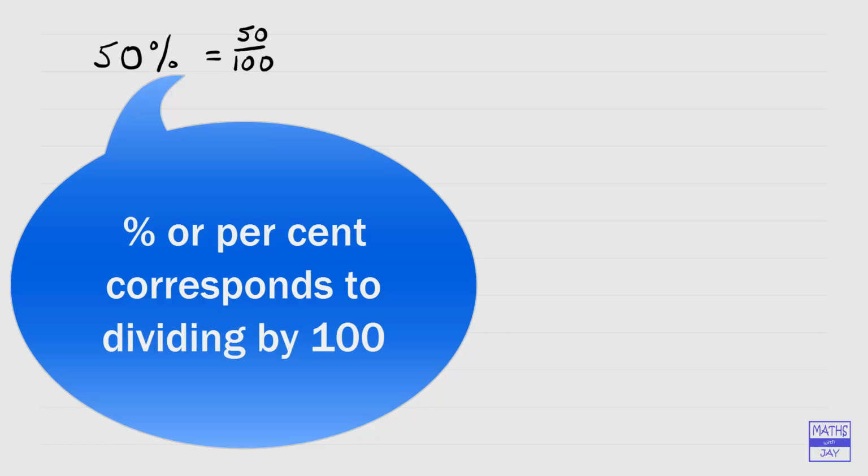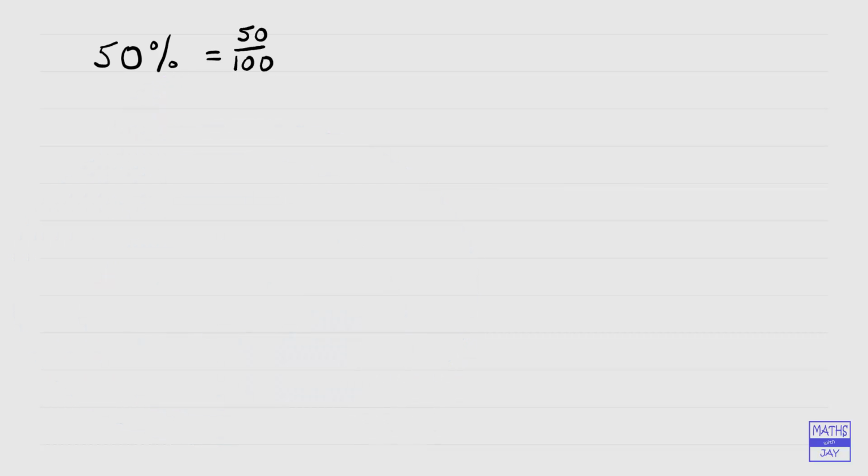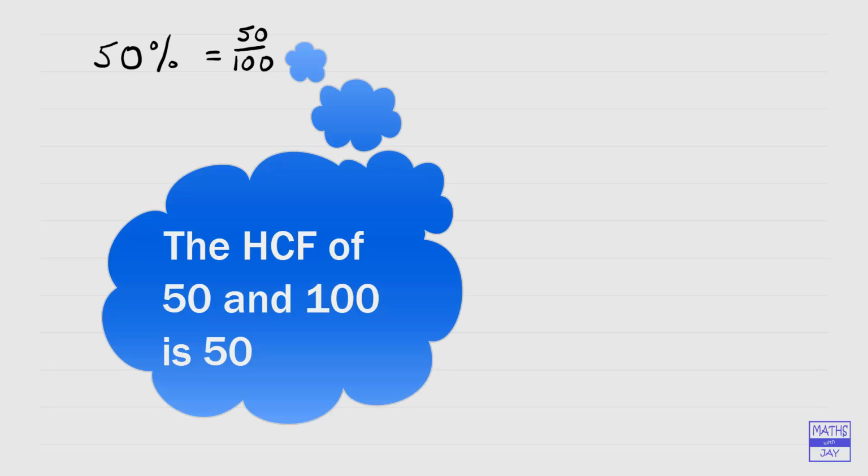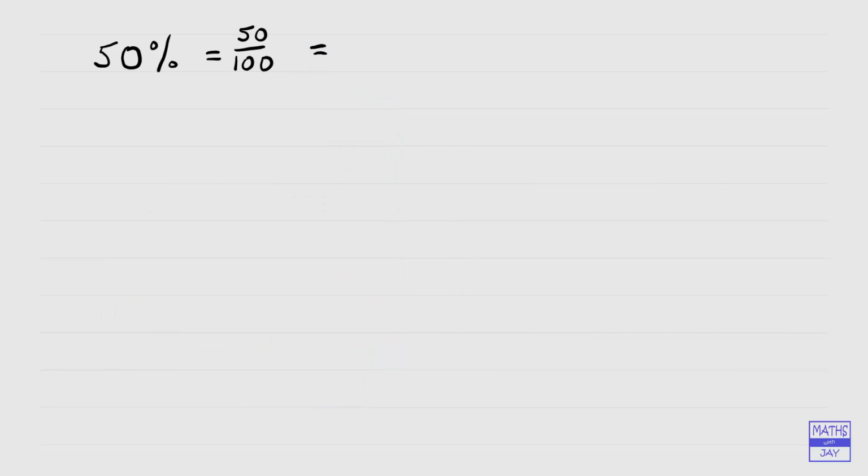And then just like with any fraction, we can simplify it by dividing numerator and denominator, the top and the bottom, by the same number. So we can see that 50 and 100 have a common factor of 50. If we divide them both by 50, then we'll get 1 over 2. In other words, 50% is the same as a half. The same sort of method will work for any fraction.